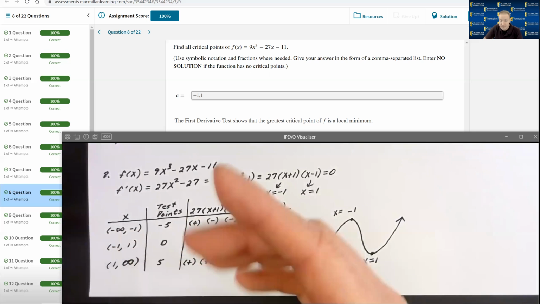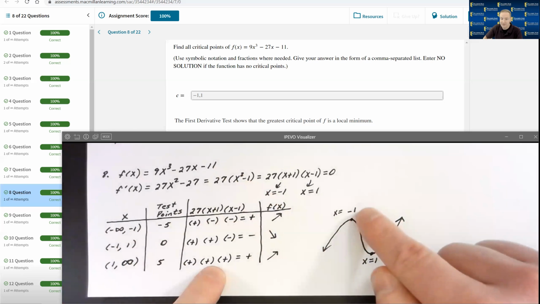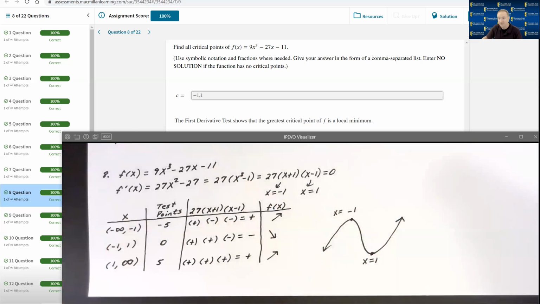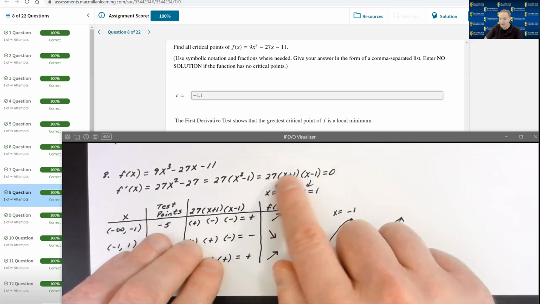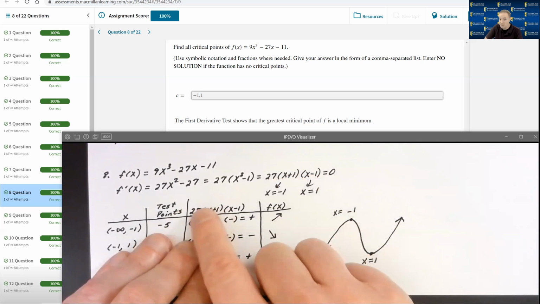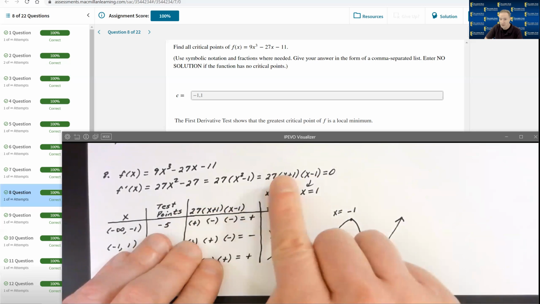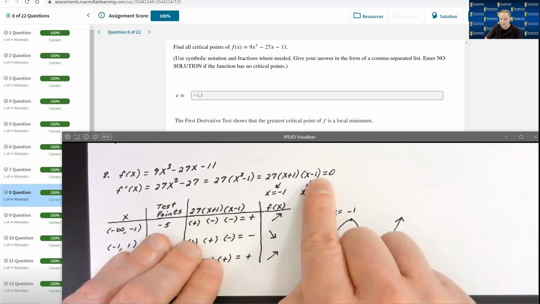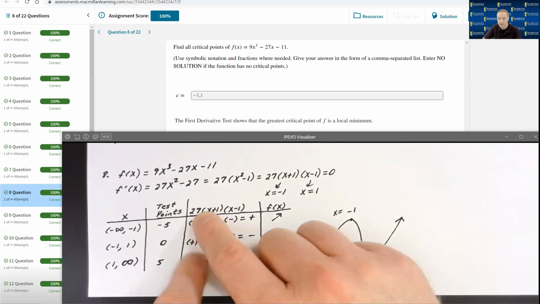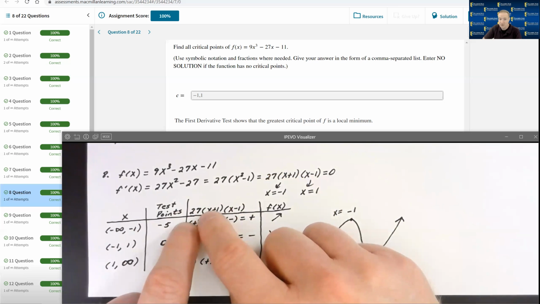Now, how do I determine whether the function is increasing or decreasing? Like I said, if the derivative is positive, we know the function's increasing. If the derivative is negative, we know the function's decreasing. So it only makes sense to test those points into the factored version of your derivative. So I put the factored version of my first derivative here. And now I need to do the first derivative sign test.